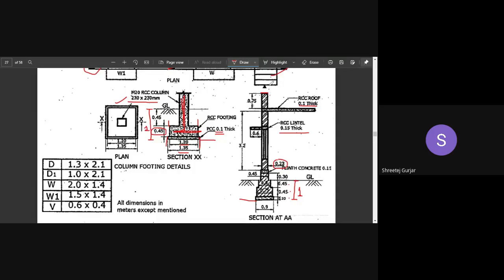So our calculation part is reduced. The calculation is reduced much because the wall thickness is similar. So much of my calculation will be reduced. So that is one thing which you have to observe.